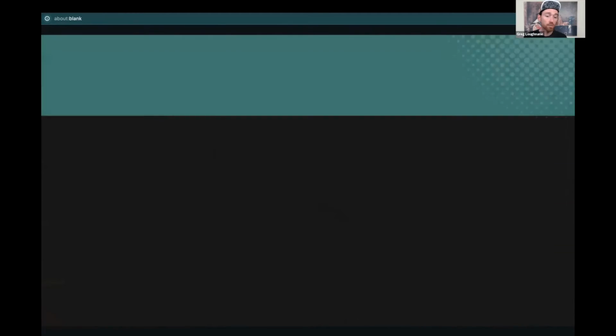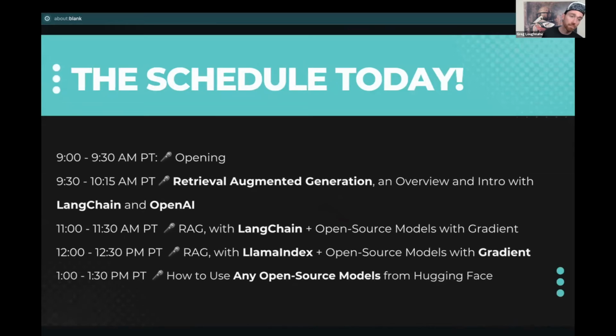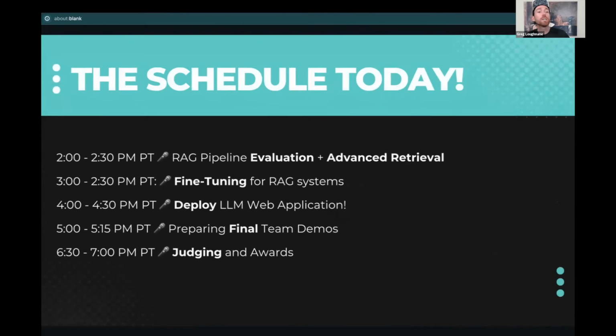So right now, we're going to show you how to wrap a simple RAG system in Chainlit, deploy to Hugging Face, and recall where we've been. We opened up, we talked about RAG, we talked about RAG with LangChain and open source models. We talked about Llama Index. We talked about how to use any open source model on Hugging Face. We talked about how to actually evaluate pipelines, how to take them to the next level with advanced retrieval. We talked about fine-tuning embedding models for RAG systems. Now we're going to talk about deployment.